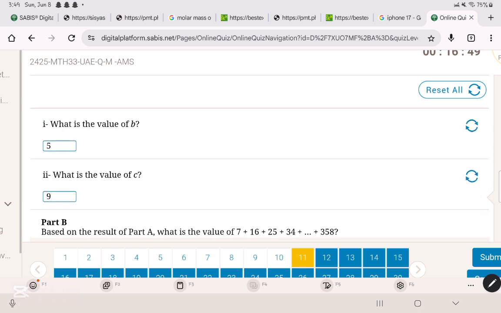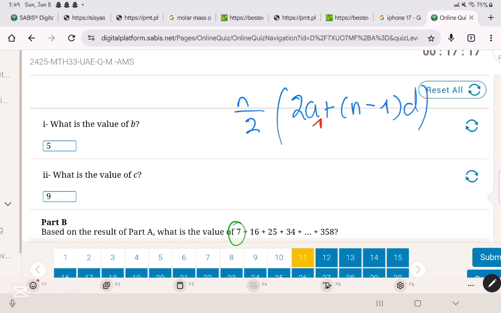Now, how to do it using the other way? We said the other way was n over 2 times 2a1 plus n minus 1 times d. So what is a1? a1 in our case is 7, and we don't need to find it because it's part of the equation. However, d, we need to find.